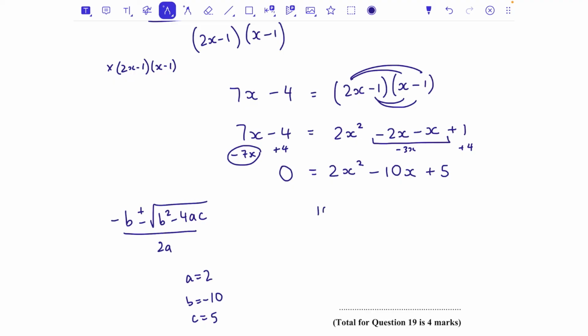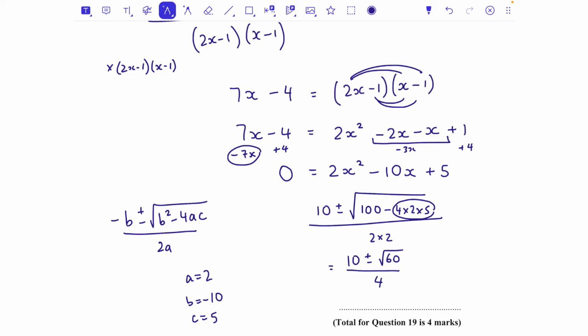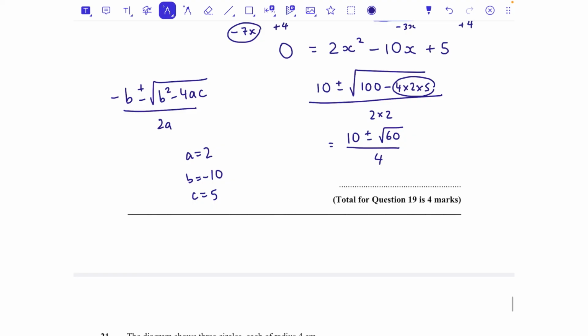So this is going to be 10, because minus minus 10 is just 10, plus or minus the square root of, minus 10 squared is 100, minus 4 times 2 times 5, all over 2 times 2. And that becomes 10, plus or minus, this bit here makes 40. So the square root of 60 over 4. Now we're not quite done, because the square root of 60 can be simplified. The square root of 60 has a square number factor of 4. So root 4 root 15, which is 2 root 15. So this is 10 plus or minus 2 root 15 over 4, and everything is even.